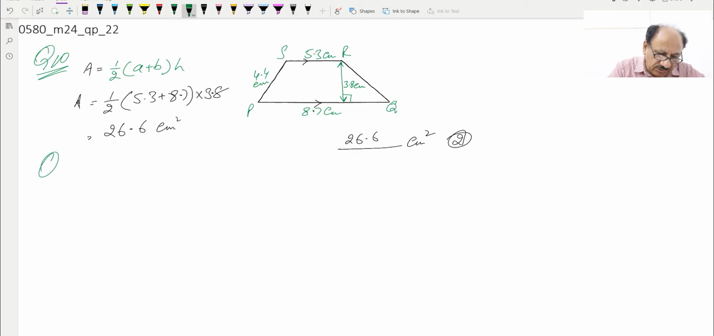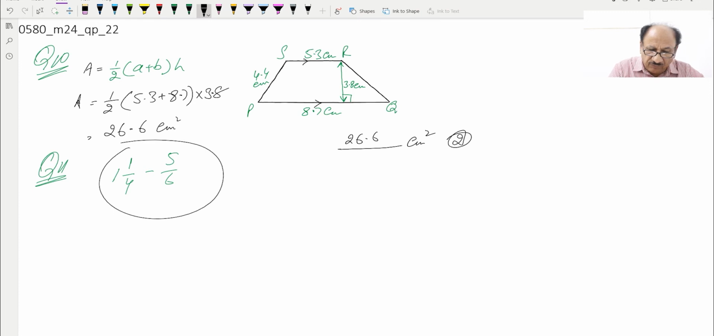So question number 11 will be this one. Without using a calculator, work out 1 1/4, this is the first term, minus 5/6. So this is a question without using a calculator, meaning you need to show all the working. And even if you are using a calculator but you are showing 100% working for this question, then it will be fine. So how will it be calculated?